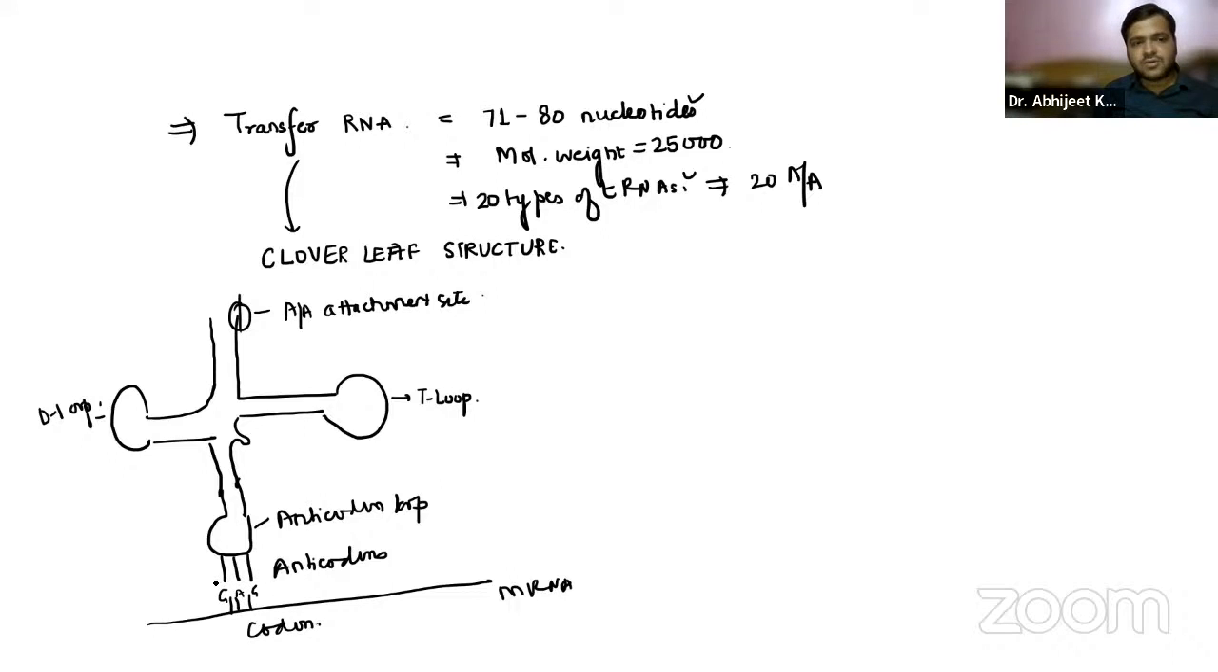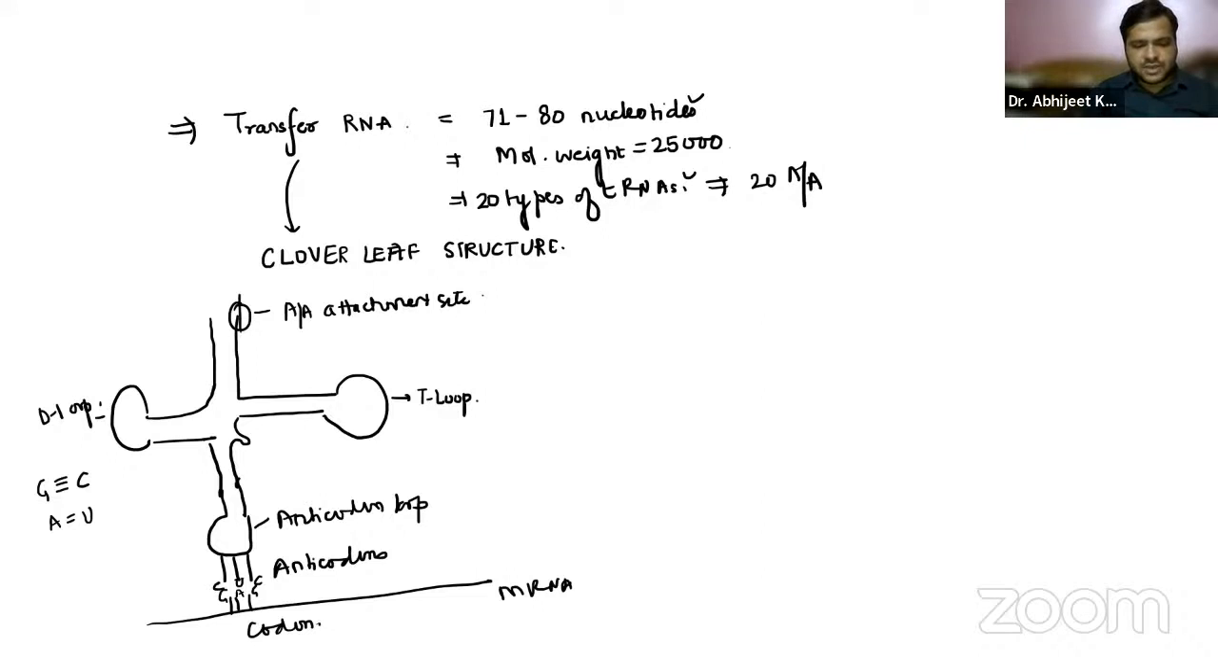And what will be the anticodon? You already know guanine binds with cytosine and adenine binds with uracil. So we have U over here, C over here, and C over here.